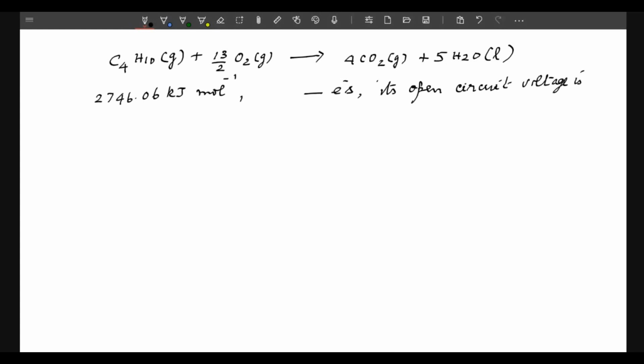Option A 1.55 volt. Option B 1.09 volt. C 3.15 volt. D 2.06 volt. And whatever free energy change is given, therefore the formula to be used is delta G is equal to minus nFE. Here the delta G, they will say only the free energy change.